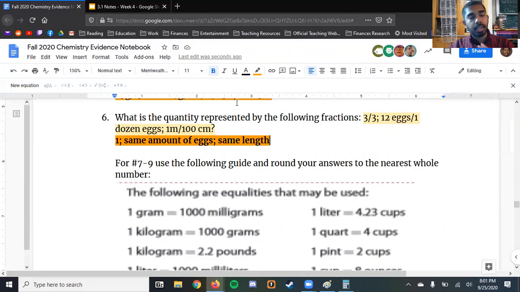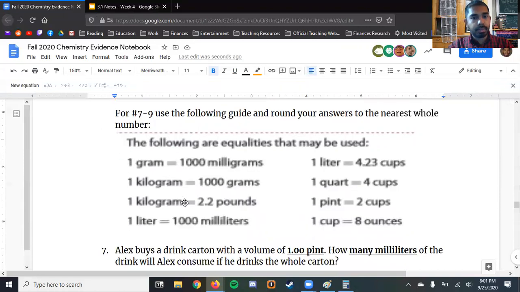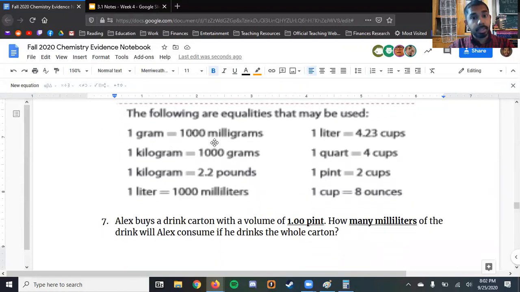This question is getting to the idea that conversion factors are talking about the same thing, right? If I have 100 pennies and $1, I'm talking about the same amount of money. If I have, let's say, 473 grams and 1 pound, I'm talking about the same weight. If I have 12 eggs and a dozen eggs, I have the same amount of eggs. If we look at these conversion factors, 1 gram and 1,000 milligrams, they're talking about the same amount of weight. 1 kilogram, 1,000 grams, same amount of weight, and so on.